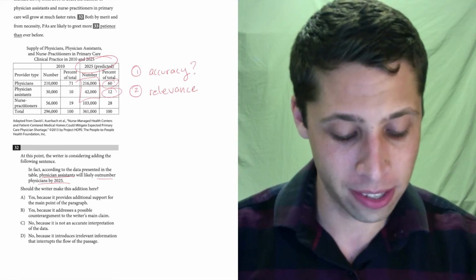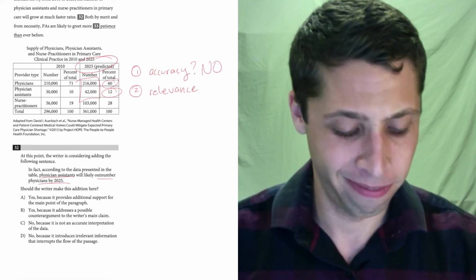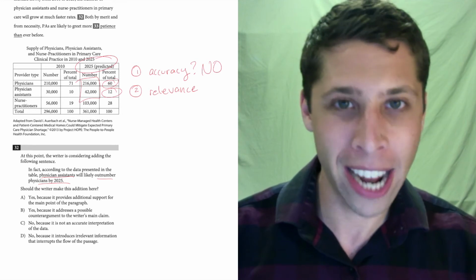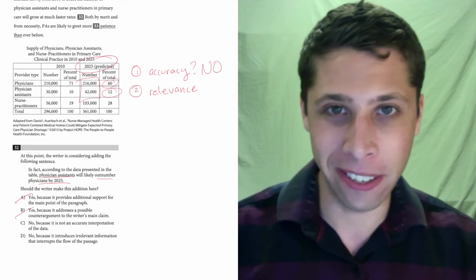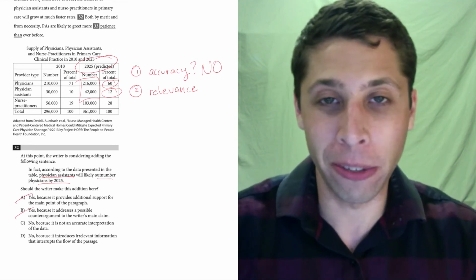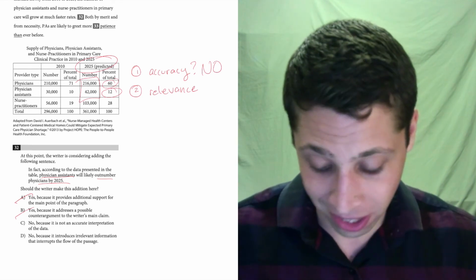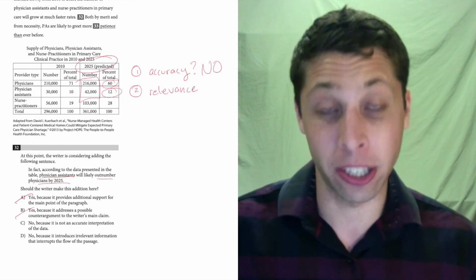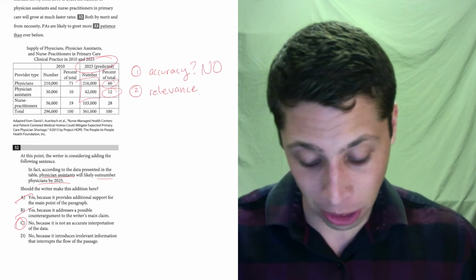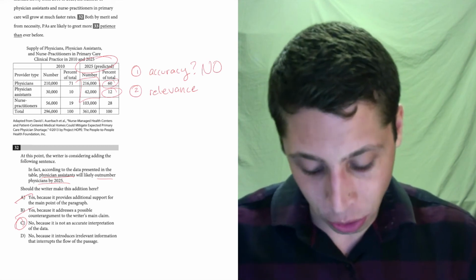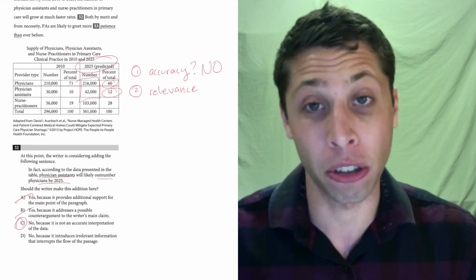So, is this accurate? No. So should we add it? No, we need to not include something that's factually wrong. So let's look at the two choices here. C, no, because it is not an accurate interpretation of the data. Yeah, that looks pretty good. Or D, no, because it introduces irrelevant information that interrupts the flow of the passage.